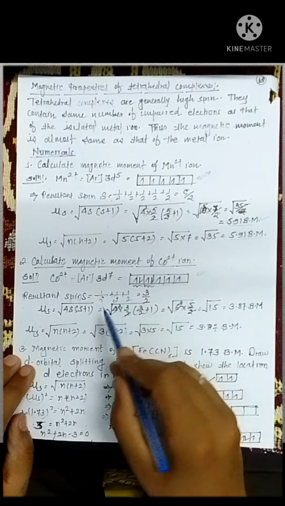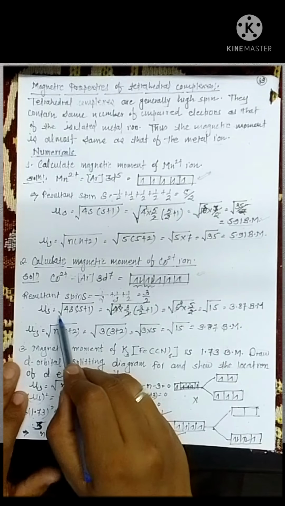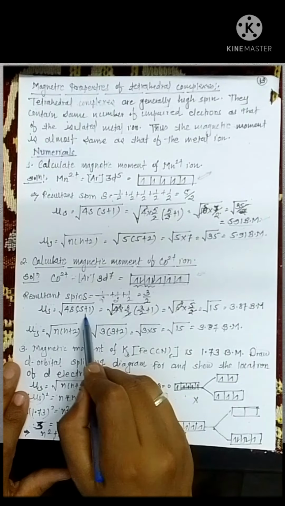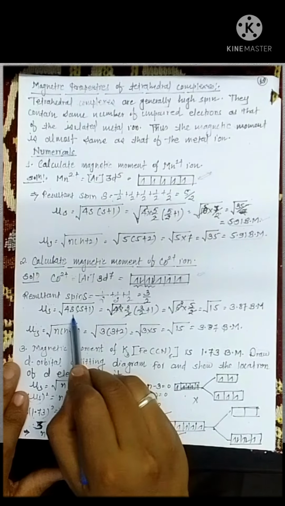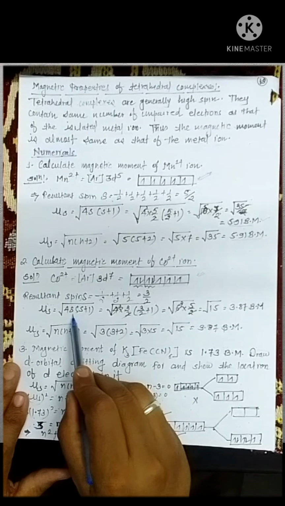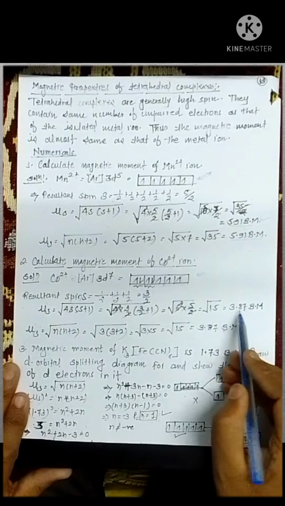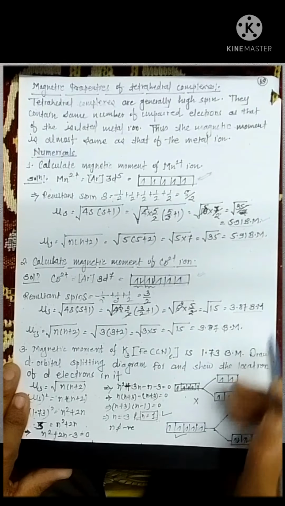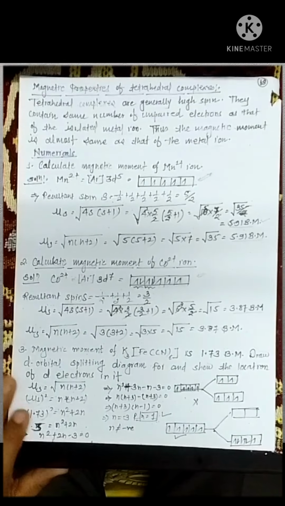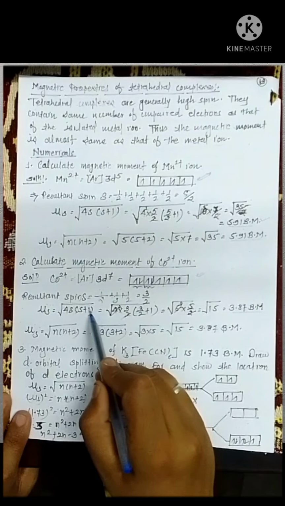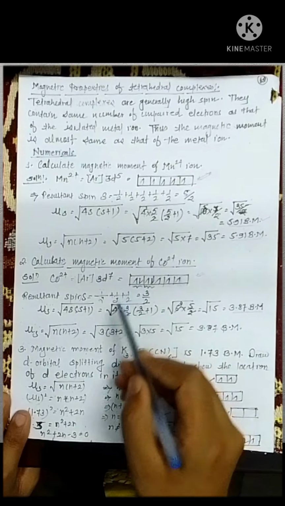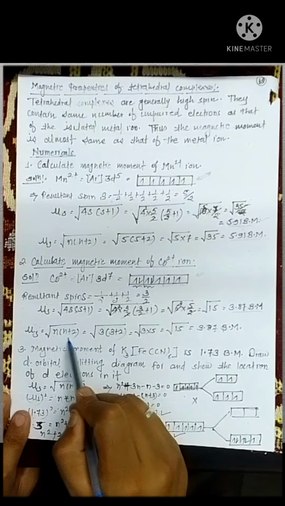Now we are going to take our formula, that is under root of 4s(s plus 1). The total spin is 3 by 2. When we put the total spin in this formula, we come up with under root of 15, which is equal to 3.87 Bohr magneton. Or we can solve this numerical by another formula also, that is under root of n(n plus 2).